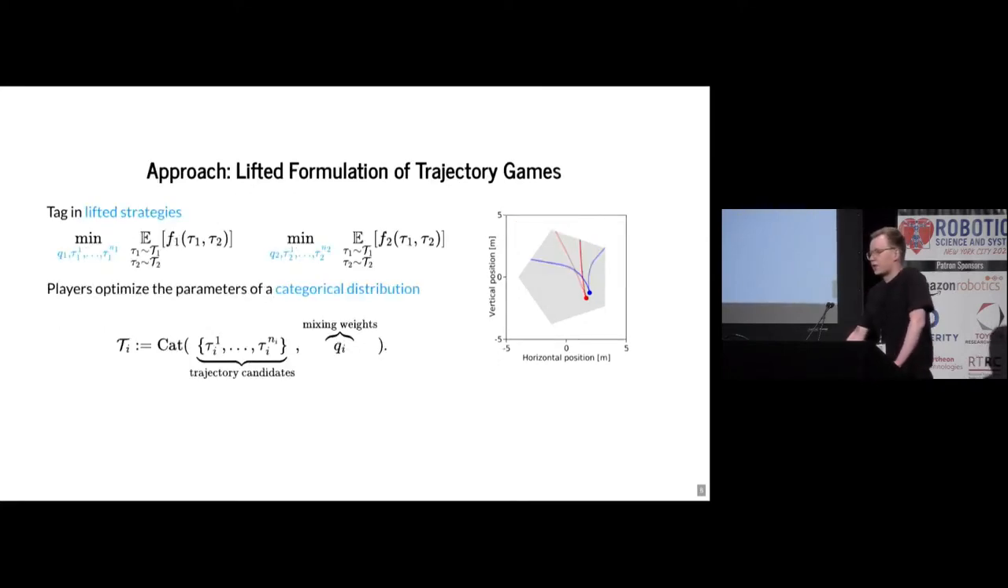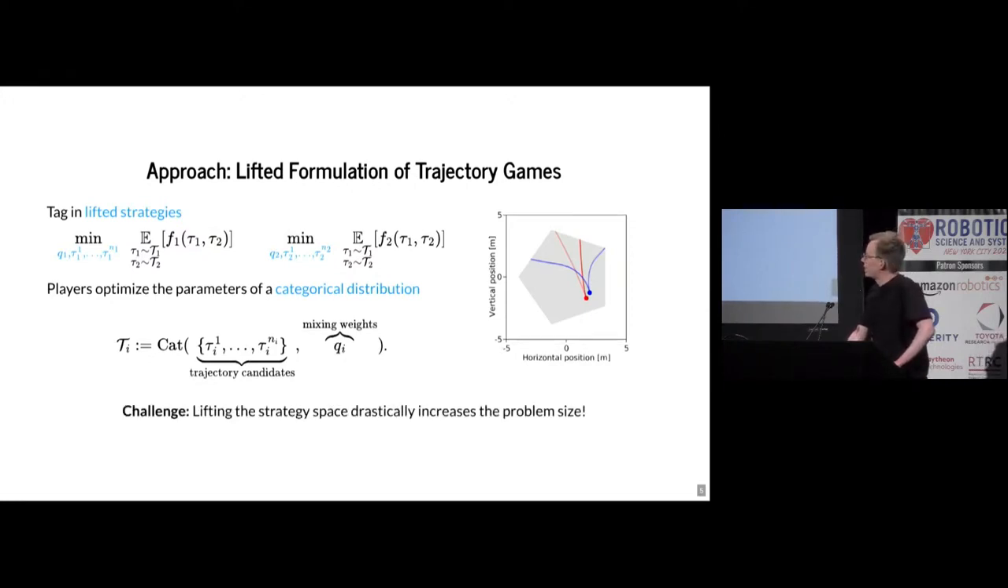To this end, we propose a lifted formulation of trajectory games in which players now optimize their expected cost by choosing both the weights and the support of a categorical distribution over multiple trajectory candidates. And at runtime, players sample from this optimized distribution to minimize their expected cost. You can see an example of such a lifted strategy on the right, where now the evader randomizes between either going left or going right, and thereby also forces the pursuer to consider multiple options. While this formulation does indeed admit non-exploitable solutions, it unfortunately also introduces a computational challenge, since it drastically increases the problem size.